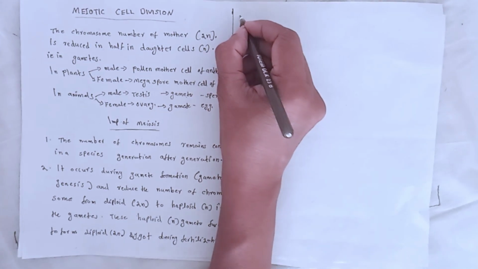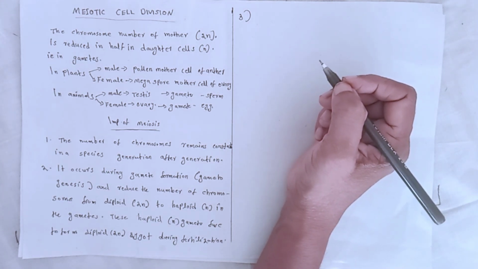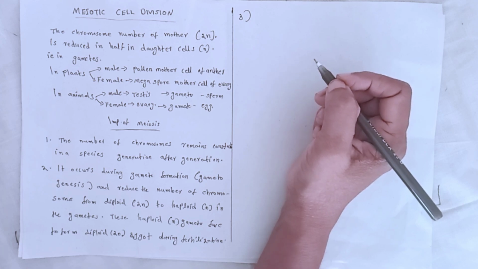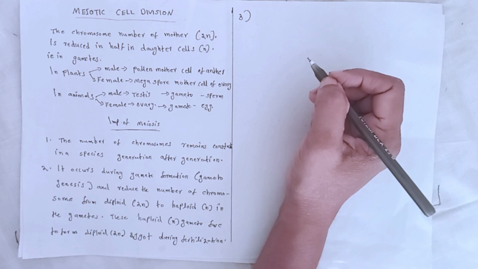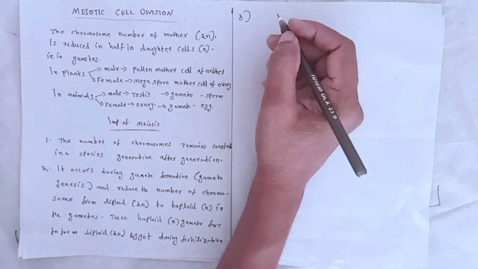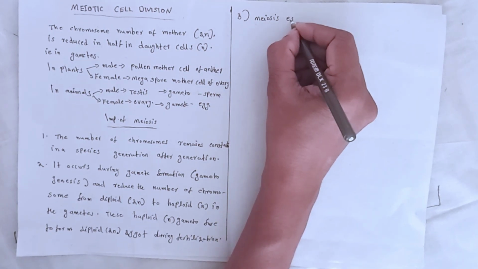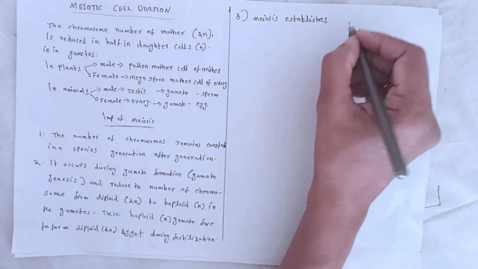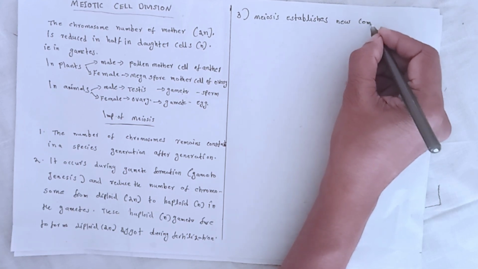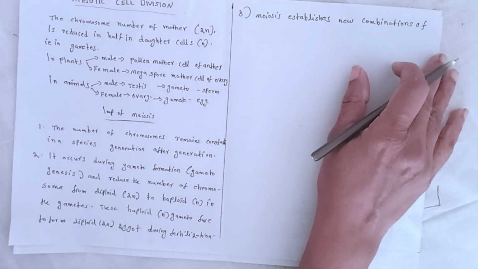Third point, meiosis establishes new combinations of characters, that means variation. Meiosis establishes new combinations of characters due to mixing of paternal and maternal chromosomes and crossing over during prophase 1. That is very important.